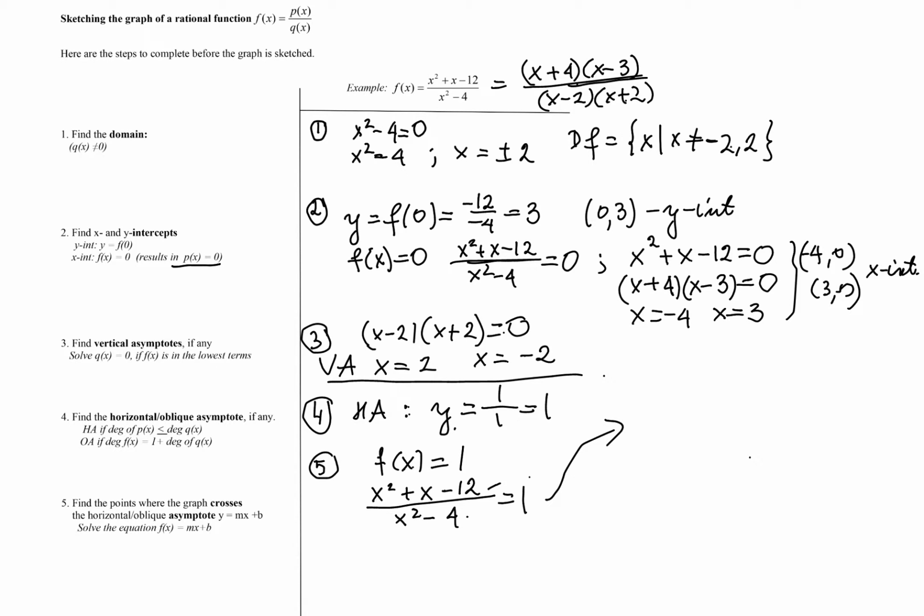We multiply both sides of that equation by x squared minus 4 and we'll get x squared plus x minus 12 equals x squared minus 4. If we bring the x's to one side, the x squared will cancel out, and what will be left is x equals 8. So the graph intersects the horizontal asymptote when x equals 8, and because y on the horizontal asymptote is 1, the intersection point is (8, 1).